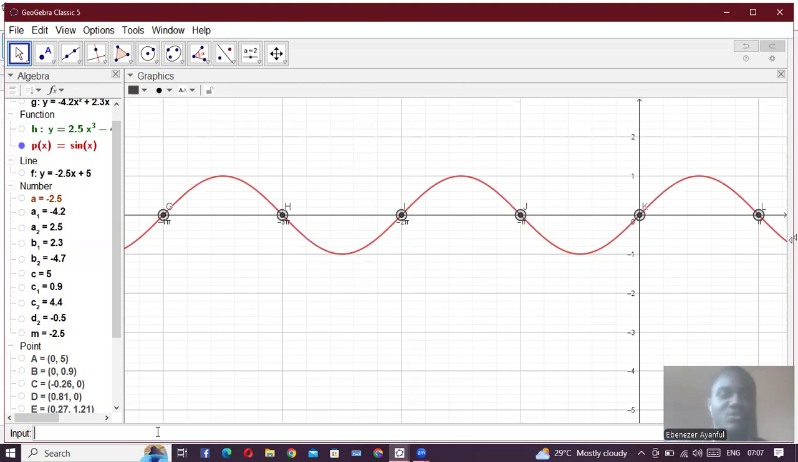Okay, then we can also do the turning points of p, and we see that the turning points have been highlighted too. You see there's a turning point here, and there's a turning point here. We have a turning point here. So the turning points have been highlighted as well.